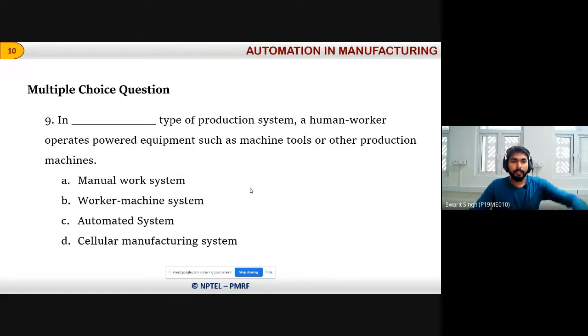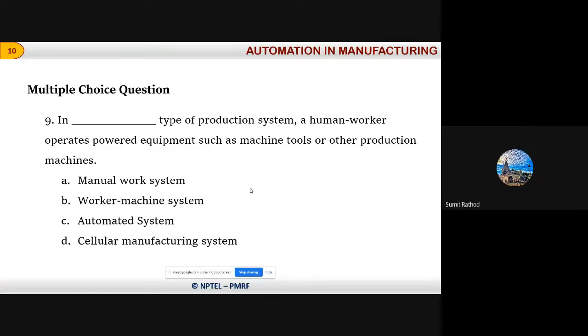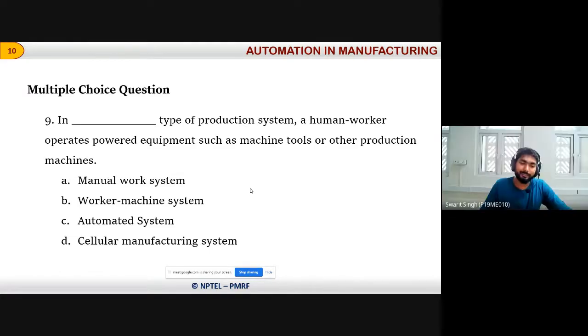The ninth question is: in which type of production system does a human worker operate powered equipment such as machine tools? I have discussed this question and I want the correct answer. Automated system. Worker machine system. The one who answered automated system, you are not listening to the lecture, I think. This is not at all an automated system.